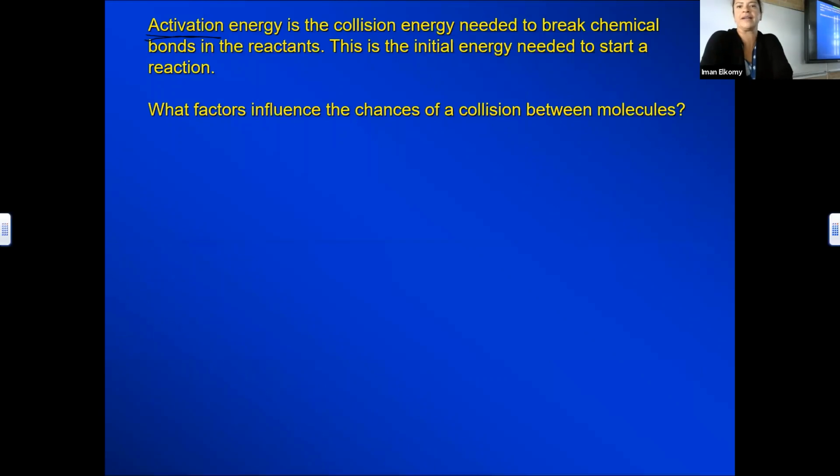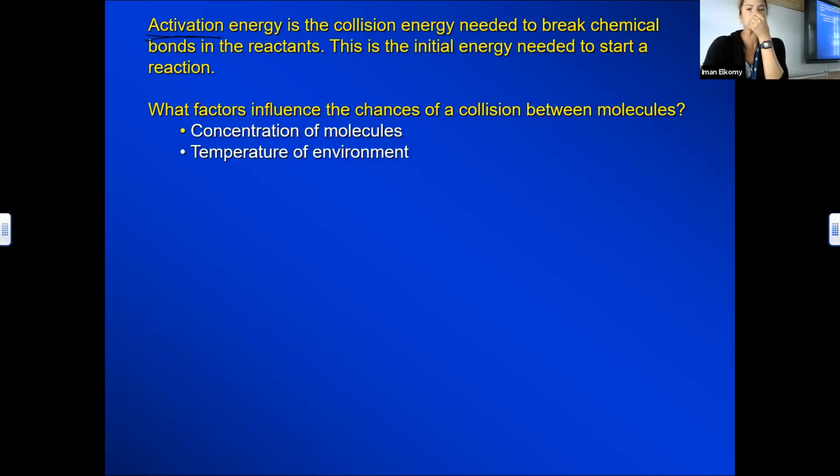It says, what factors influence the chances of a collision between molecules? The concentration of molecules. Obviously, if you have more stuff there, they're more likely to mix. Think of it as a big party. We're throwing a party.